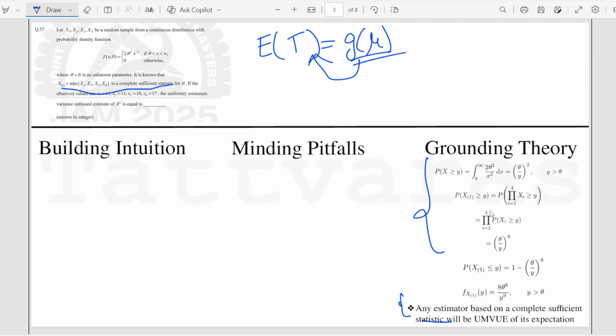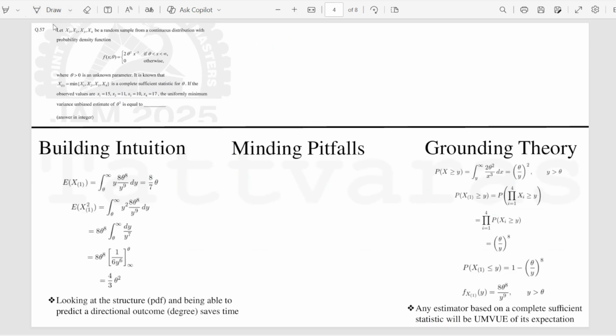For that, we first find the PDF of this X order 1, the order statistic, using the technique around the CDF or the survival function, which makes it easier to get the PDF. Once we do that, we can play around and get that statistic based on X order 1 whose expectation is proportional to theta square, right?